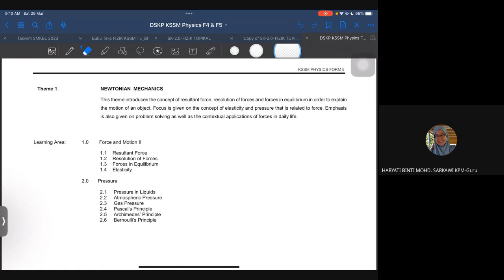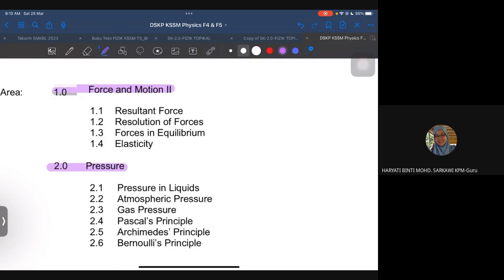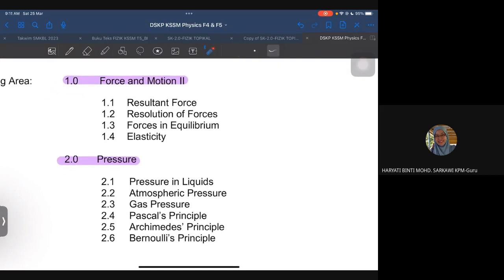Alright, so for the Form 5 physics syllabus, this is the first theme, Newtonian mechanics. We have two chapters in this theme: forces and motion 2, and pressure. Forces and motion 2 has only four subtopics: resultant force, resolution of forces, forces in equilibrium, and elasticity.